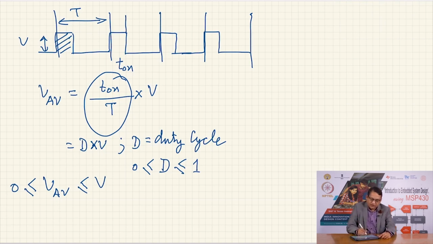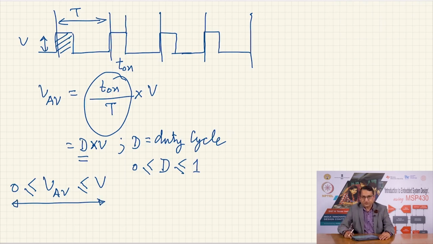It all depends on my ability to generate this pulse width modulation wave. This waveform is called pulse width modulation. The ability to generate this waveform, where the duty cycle is in my control, gives me a mechanism to modify the output voltage, the average voltage, which can be any arbitrary value between 0 and V volts.